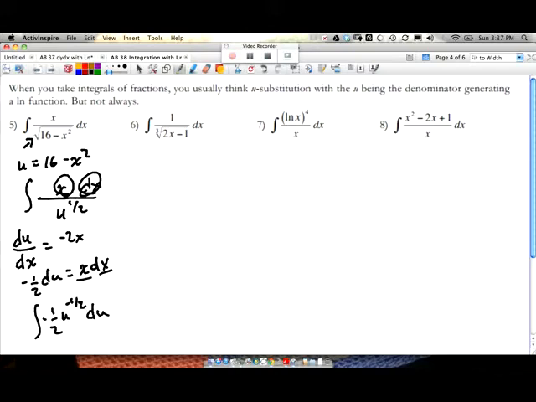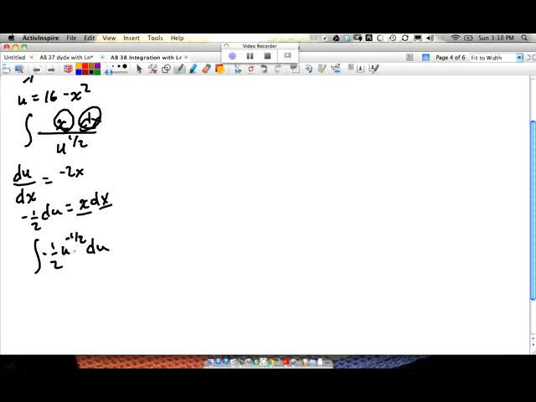This we can do with power rule. No need for natural logs. So add 1 to the power. It becomes negative 1/2 u to the 1/2 over 1/2. We've got 1/2s everywhere, plus c, of course. And we flip, multiply, simplify. You get negative u to the 1/2, or square root of u, plus c.